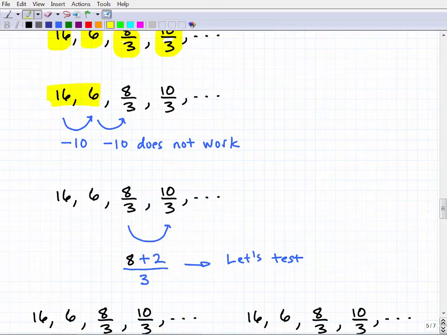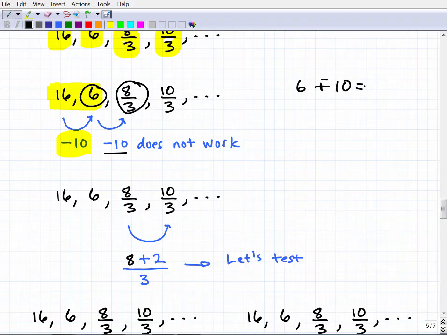If I just look at these first two terms of this numeric pattern, from 16 to 6, clearly I subtracted 10. So that works. However, here's the problem. If I go from 6 and subtract 10, I get a different number. I get 6 minus 10, which, for those of you who know your positive and negative numbers, is negative 4. Unfortunately this is not negative 4, so that rule does not work.